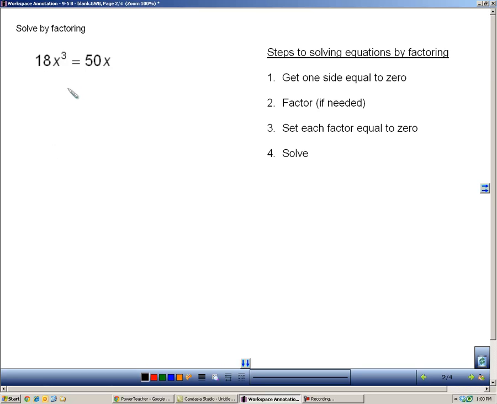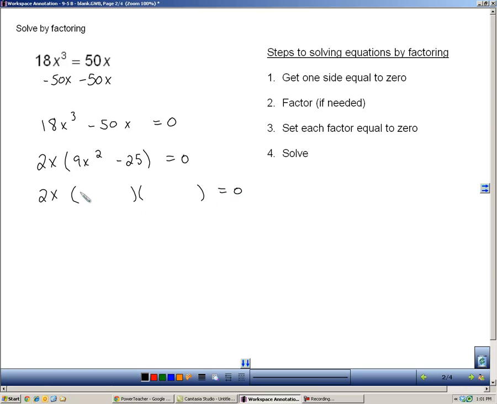Here we want to solve this for x, so we start by getting one side equal to 0. I'll subtract 50x. So 18x cubed minus 50x equals 0. Factor, first thing to look for is a GCF. I notice a 2 and an x will come out, leaving me with a 9x squared minus 25. I like those numbers because they're perfect squares. X squared is a perfect square, and there's a minus. So we know that this binomial will factor as a difference of squares. 3x plus 5 and 3x minus 5.